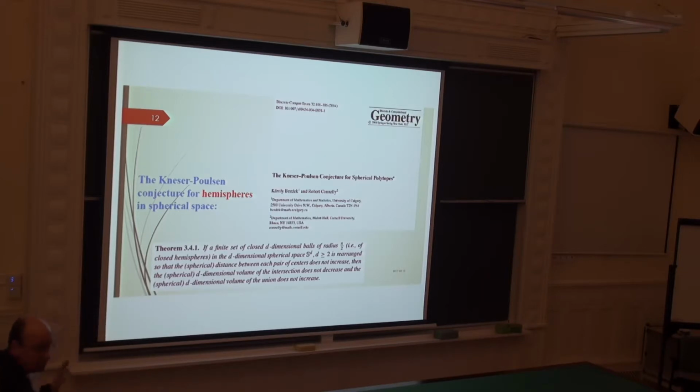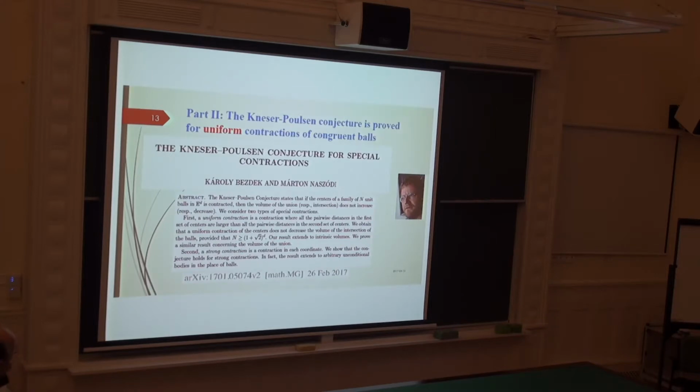So this is a short description of what we roughly know about this conjecture. And this is the 62nd birthday of the conjecture that we celebrate. I said at the beginning I would not want to wish many happy returns to this birthday, and so we tried again. This is a recent adventure that we did with Martin Nassoudi, and as the title says, we prove the Kneser-Poulsen conjecture for uniform contractions.